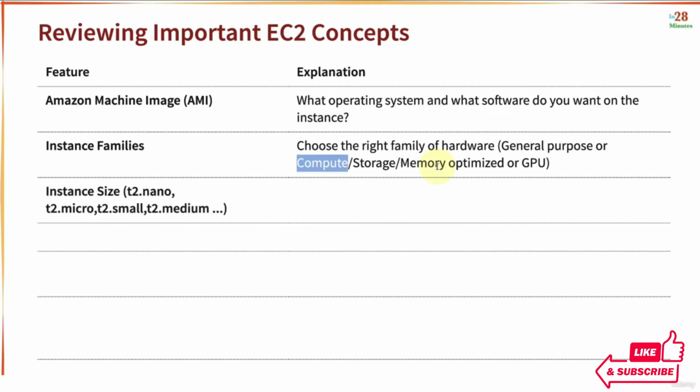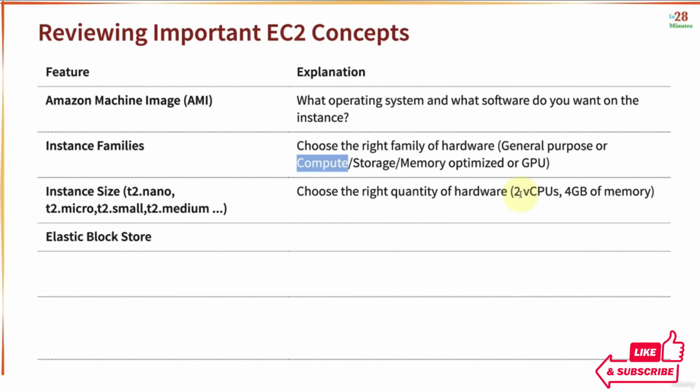Once you choose the instance family, you need to choose the instance size. There are a variety of instance sizes that are available with each of these instance families. For example, you have T2 Nano, T2 Micro, T2 Small, Medium. So Nano, Micro, Small, Medium, these are all different sizes. These help you to choose the right quantity of hardware. For example, I want 2 vCPUs and I want 4 GB of memory.